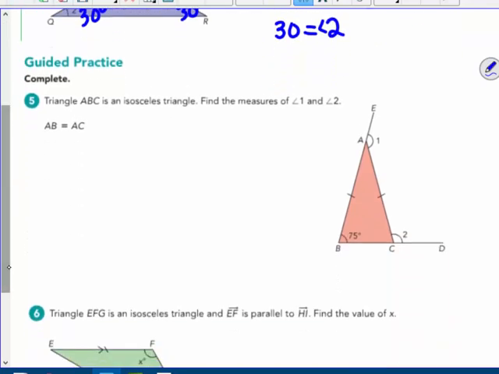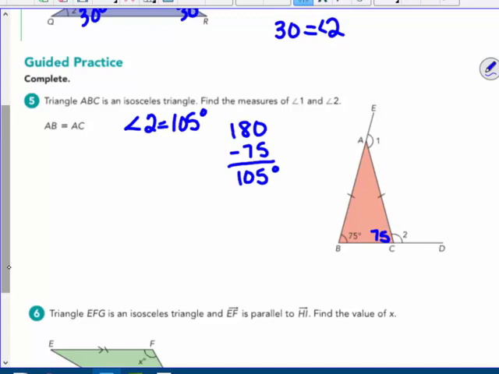Number 5, triangle ABC is an isosceles triangle. Find the measures of angle 1 and 2. Okay, it's isosceles, so I know this other base angle is 75. So 75 and that angle 2 must be supplements. So 180 minus that 75 gives me 105. So I know that angle 2 equals 105 degrees. Angle 1 has to be the sum of the two remote interiors, B and C there. So angle 1 has to be 75 plus 75, which is 150.